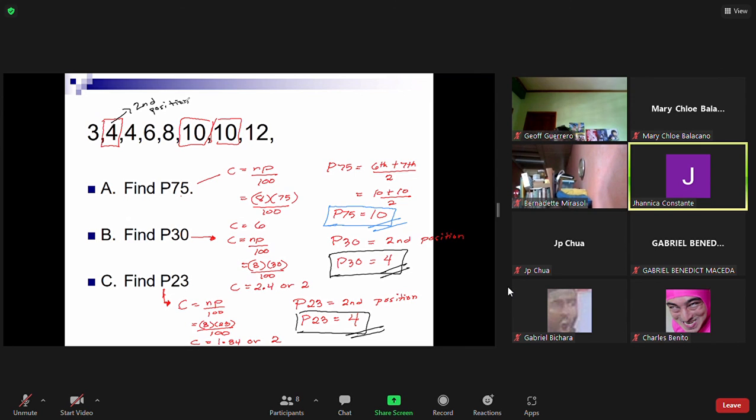Any questions in solving for percentile? Okay, now with the percentile. Any questions for percentile? Okay na tayo? Okay.